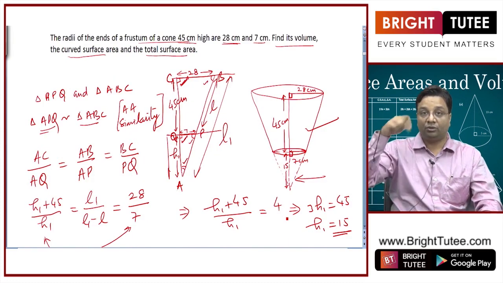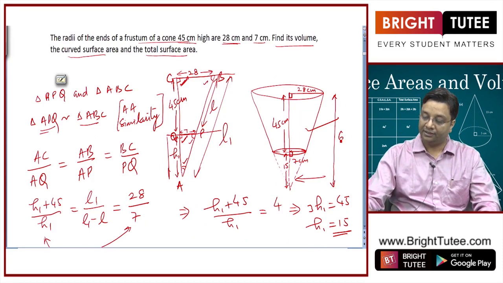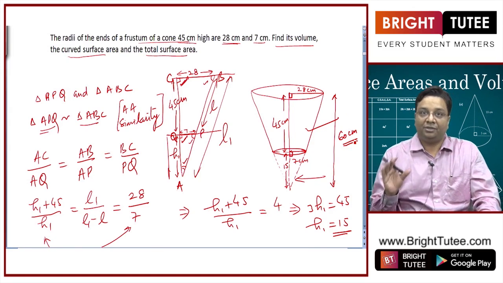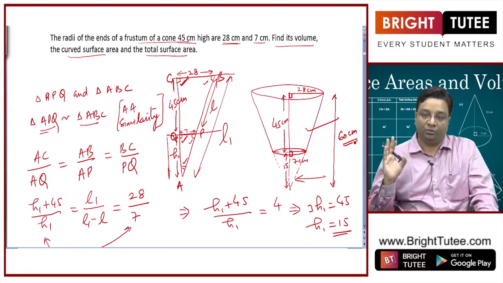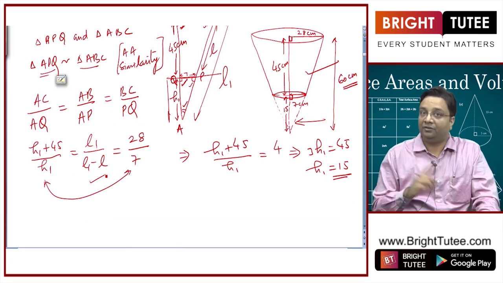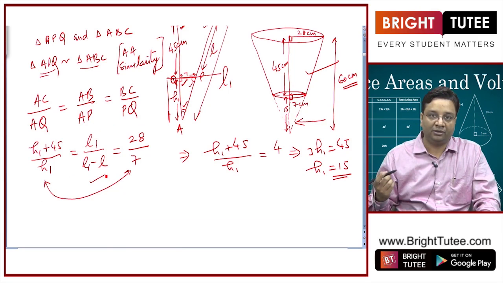So what is the total height of this cone? It is 60 centimeter. This much information is enough to calculate the volume, and the next set of information will be required when we calculate the surface area. So let us first of all calculate the volume.